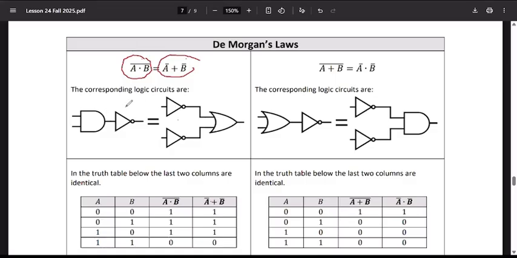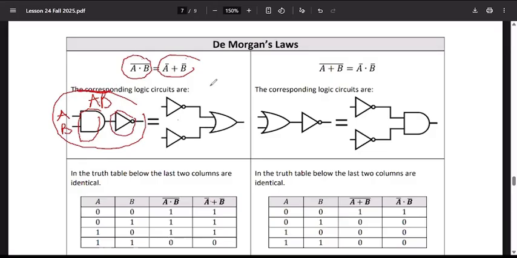Now, if you take a look at the left-hand side, I have A here and I have B. This is an AND gate. AND gate means multiply A by B. So at this junction, I'm going to have A multiplied by B. And this is an indication of a complement, so I'm going to put a bar on that, and that is the left-hand side.